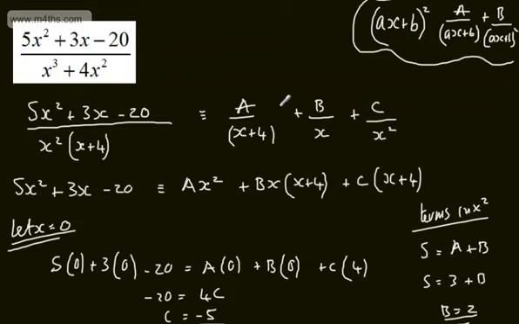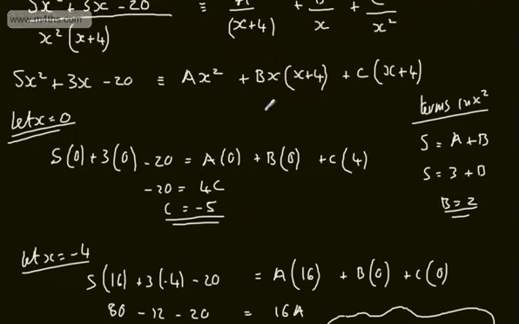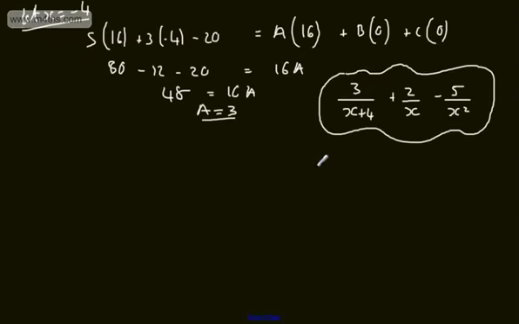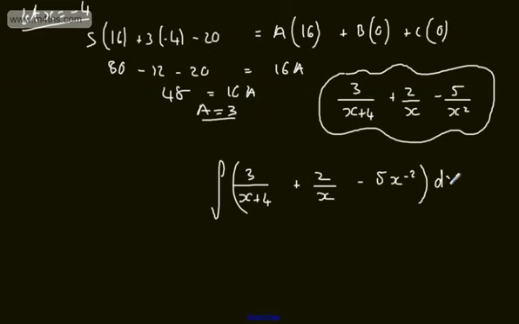Now again, if you were asked to integrate this, this becomes really quite straightforward. If you haven't done integration yet, it will mean very little to you, but if you wanted to integrate this, what we've got is the integral of 3 over x plus 4 plus 2 over x minus 5, and then you could say that this is x to the power of minus 2. So say we were integrating this now with respect to x.